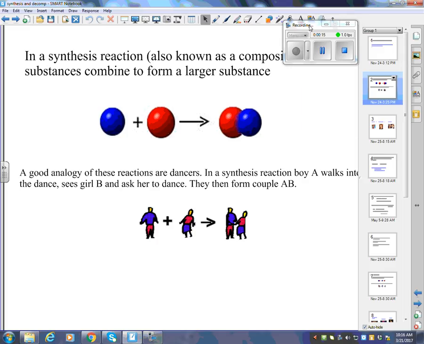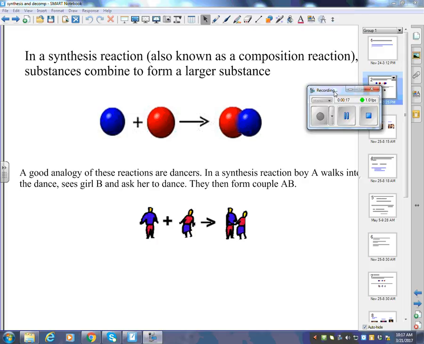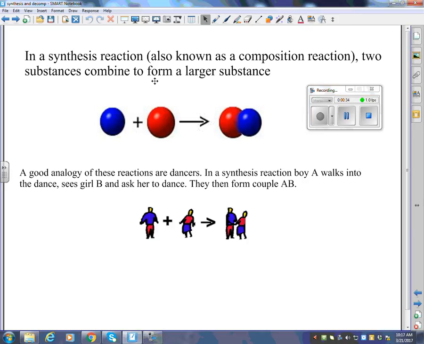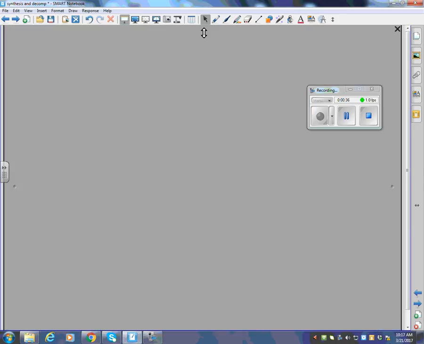Okay, so I'm gonna zip through this quick here so we can get this done. In a synthesis reaction, remember we're talking about chemical reactions here, right? Tiffany, you stand with us here? Okay. In a synthesis reaction, which is also known as a composition reaction, substances combine to form a larger substance.